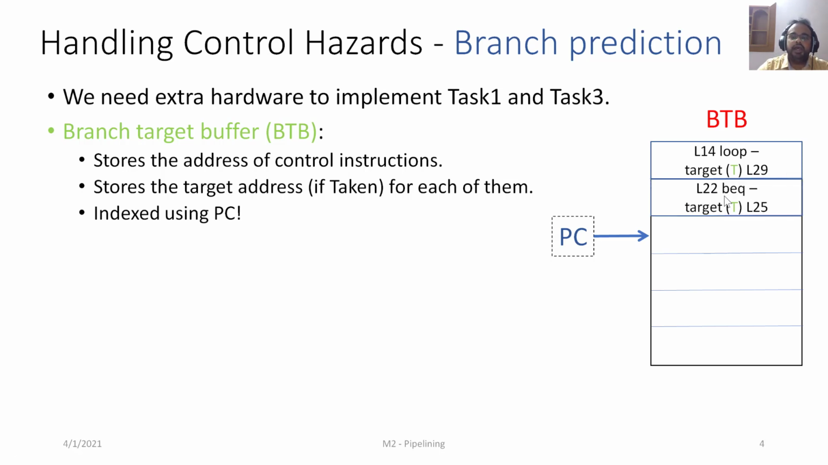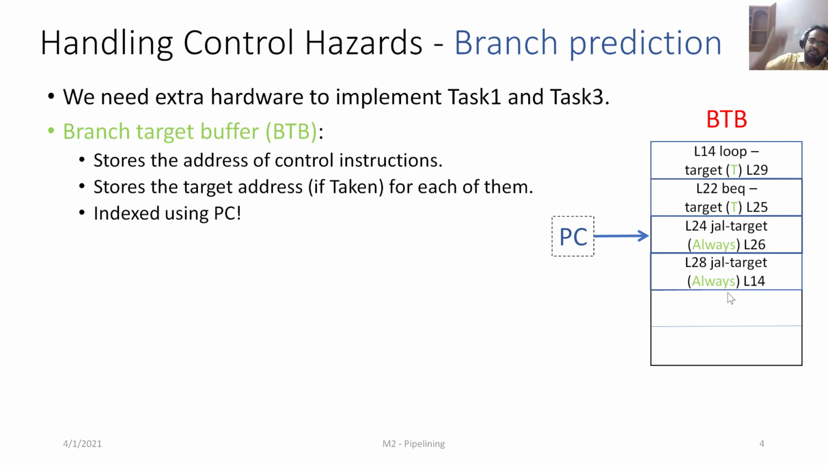In line 22, we had BEQ. If it is taken, it would go to line 25. The two additional instructions we had were the jump instructions. In line 24 we had JAL, and its target, which is always taken, is line 26. Another control instruction we had was L28 and its target was L14.